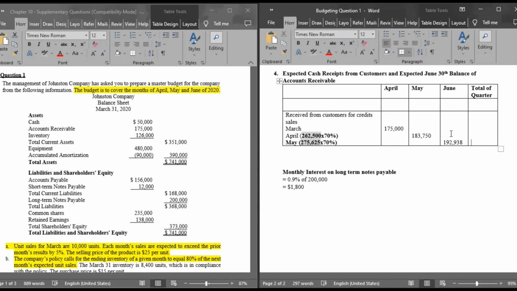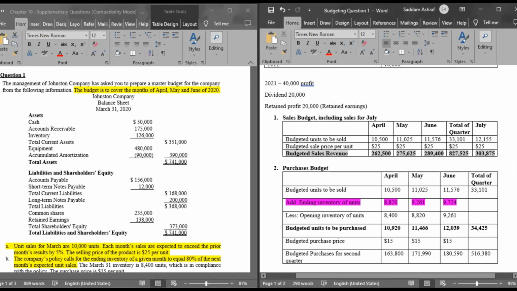Wait, why does it go into the next one? No, in fact, we need to calculate the amount received from receivables for this quarter. Just make a total. I am just telling you what we need to do for the next month. Make a total of all of this. 551,688. Okay. So now let's discuss the next month's sales of June.